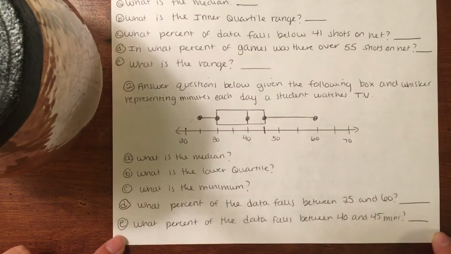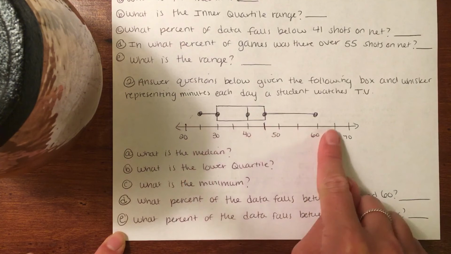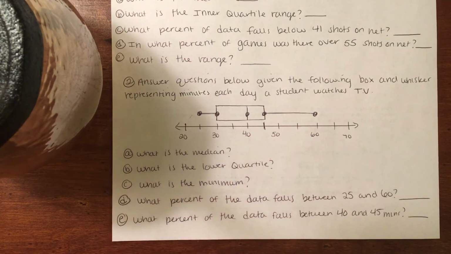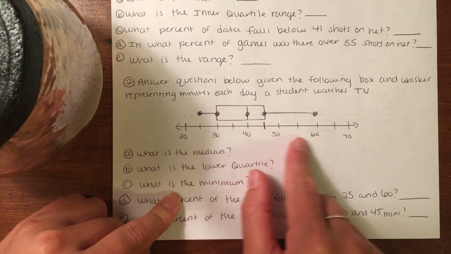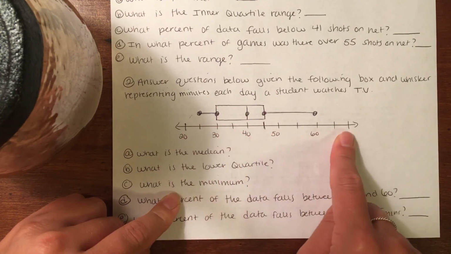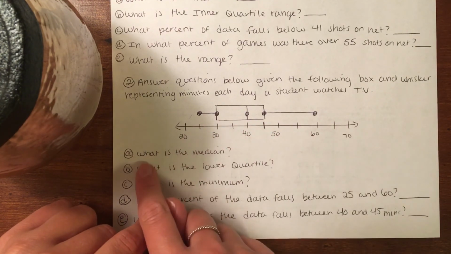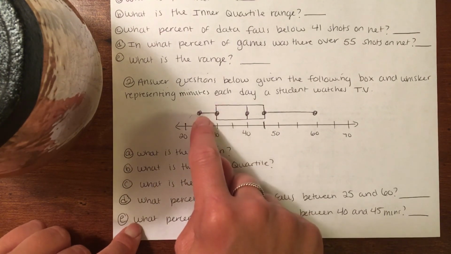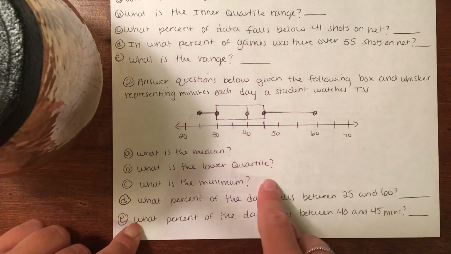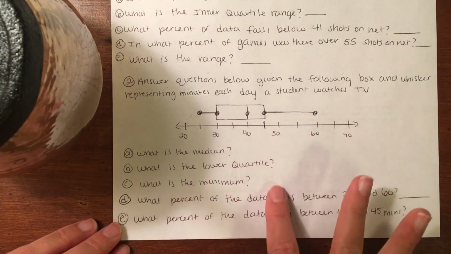At the bottom is question 2. This I actually made a Box and Whisker, so I do want you copying it down, so just be careful. This represents minutes a day a student watches TV, and notice how I'm going up by 5s. It's always important to see what the scale is, okay? This one's going up by 5s. And they ask questions, what is the median? What is the lower quartile? So you actually have to go to the Box and Whisker and figure out the number, okay? I want the numbers written here.